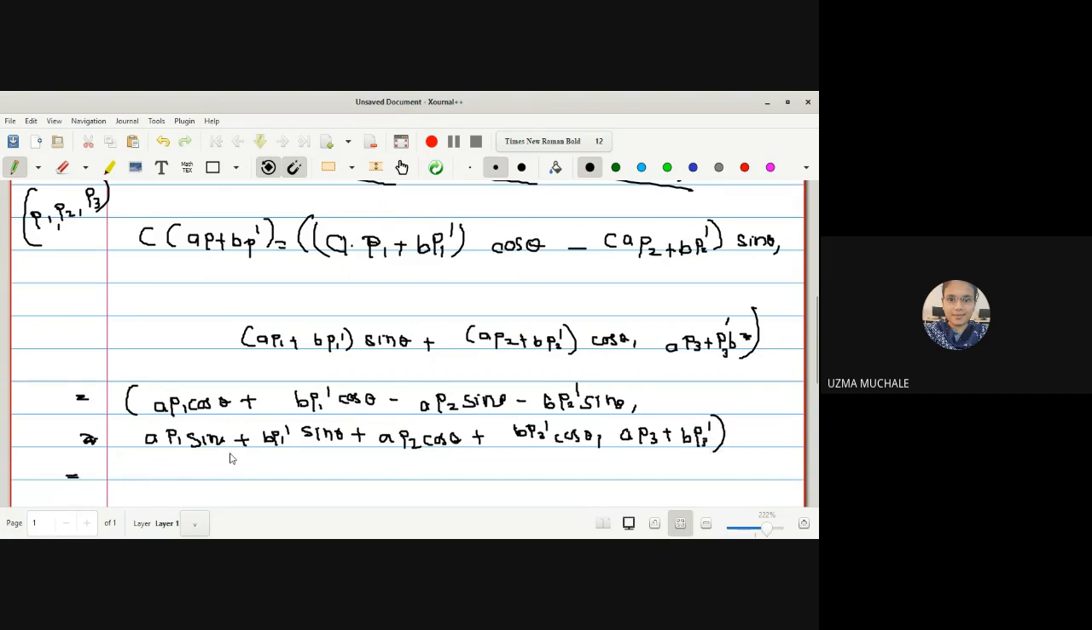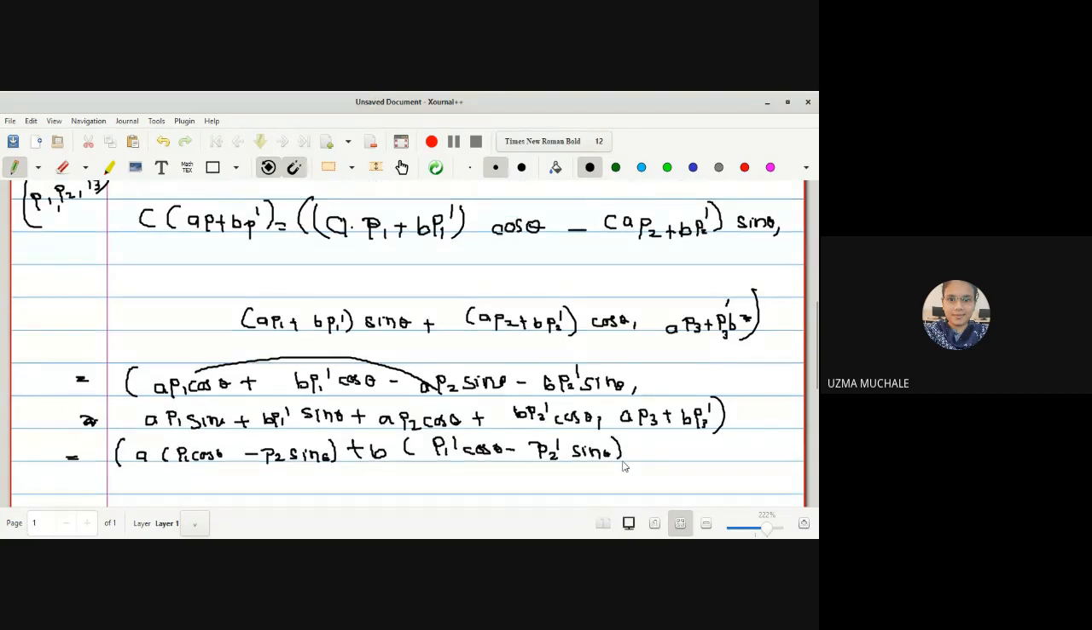which is equal to, now what we can do here is, if I take A common from this term and this one, so I can write this as A common, P1 cos theta minus P2 sin theta. Correct? Are you getting me? Yes, ma'am. B, P1 dash cos theta minus P2 dash sin theta. Okay.